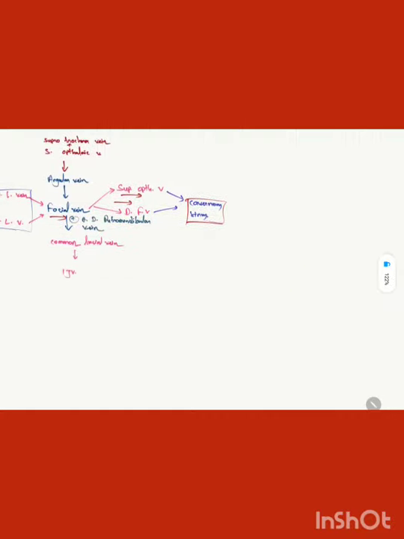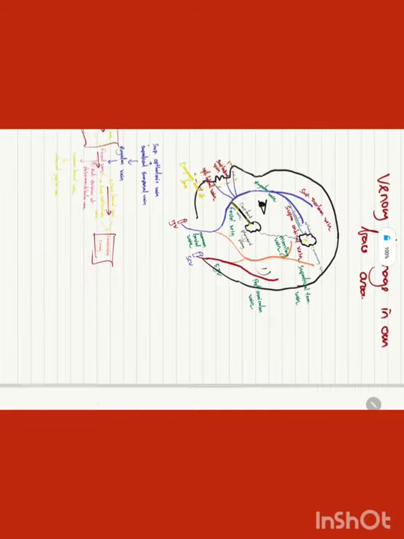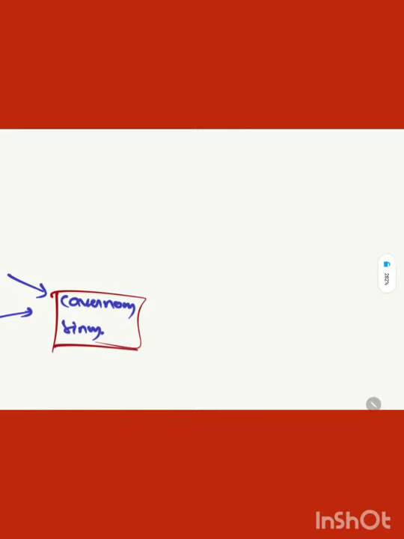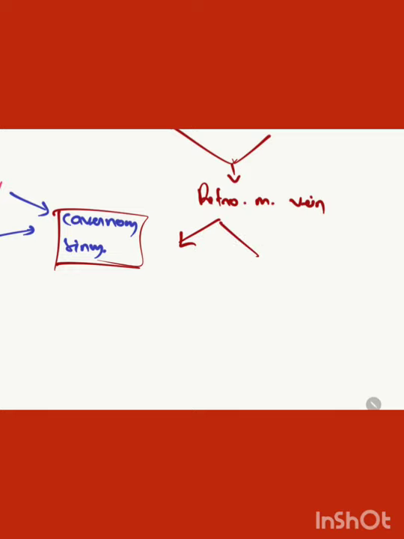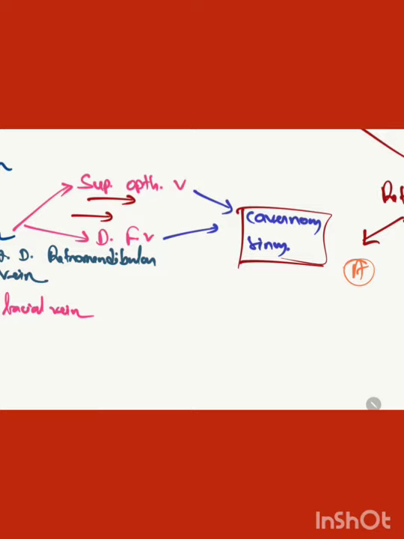And another is the retromandibular vein. The retromandibular vein is formed by the superficial temporal vein and maxillary vein, that form the retromandibular vein, and it is divided into anterior and posterior divisions.